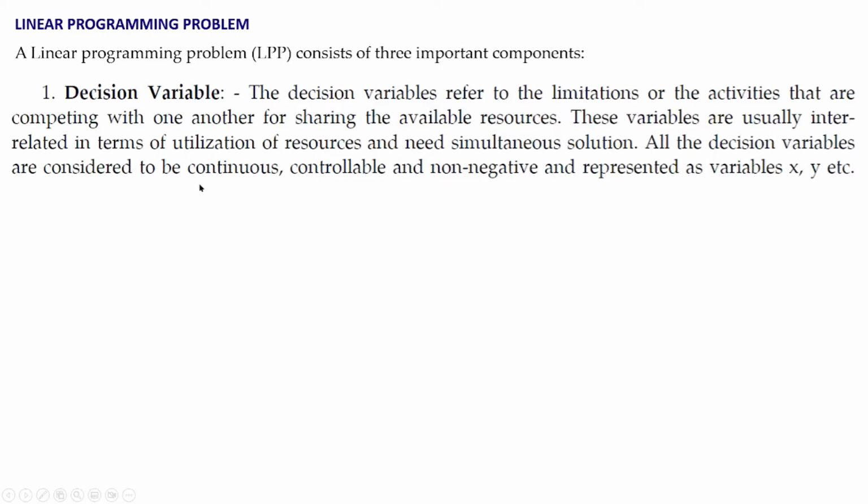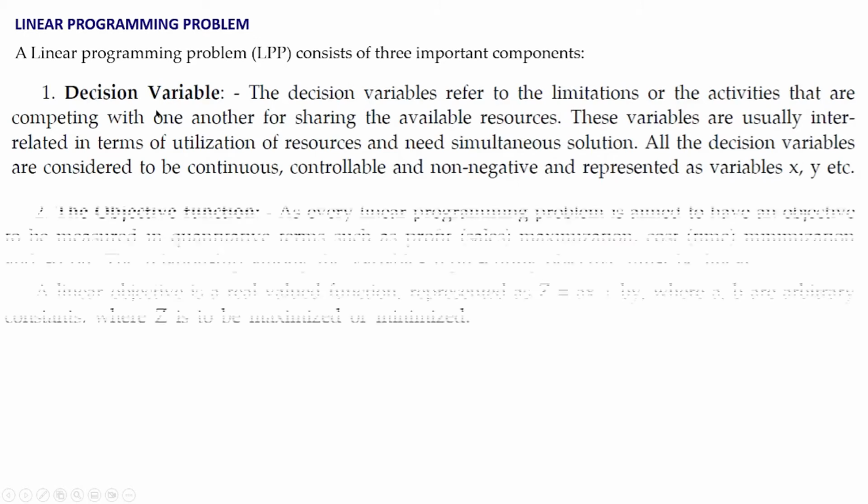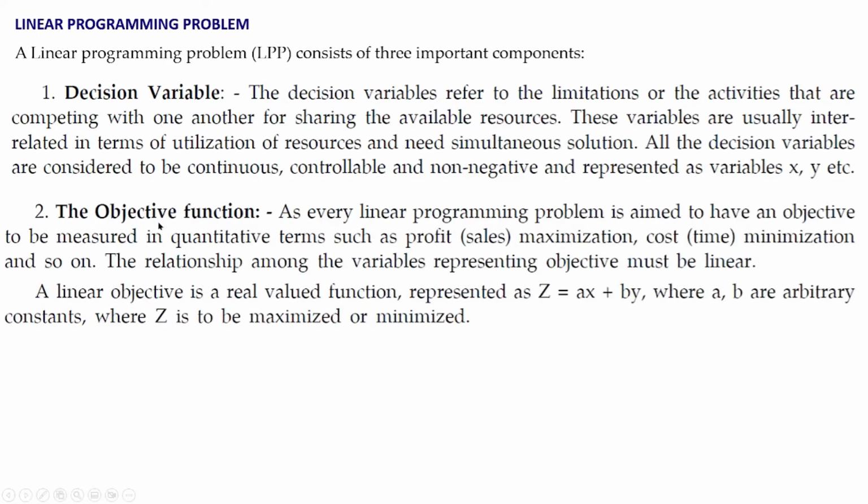Now these are the assumptions with respect to decision variable. They are assumed to be continuous, controllable and non-negative and they are represented as variables x and y. So we deal with linear programming problem where we come across only two variables x and y. This is the first component of a linear programming problem. The second component is the objective function.